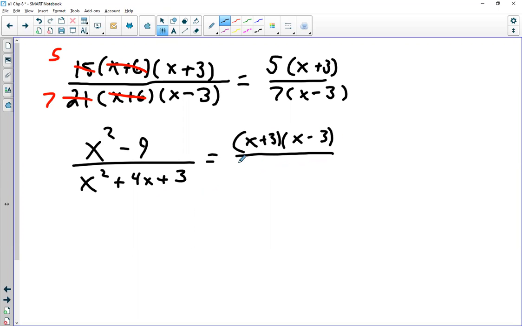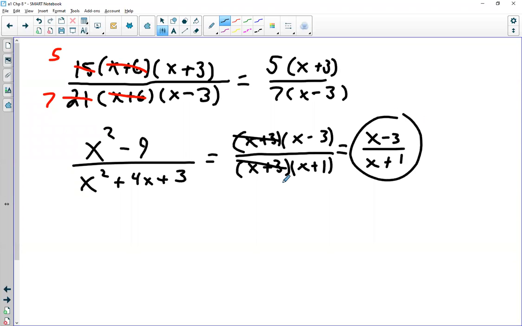x minus 3, x plus 3, x plus 1. You cross out the x plus 3. x minus 3 over x plus 1. So that'll be your answer there, okay?